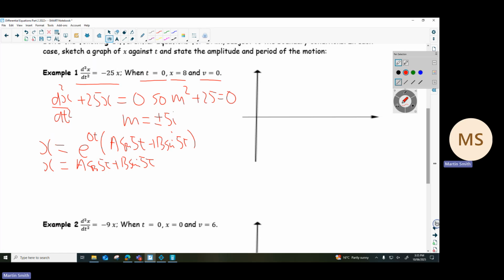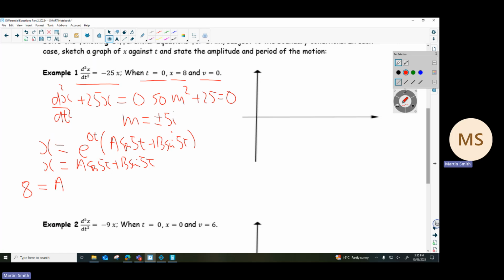Now we can work out a and b by subbing in the boundary conditions, the initial conditions. When t is 0, x is 8. So if you sub that in, you get 8 is a times the cos of 0, but the cos of 0 is 1, so that's just a, plus b times the sine of 0, but the sine of 0 is 0. So that means a is 8.